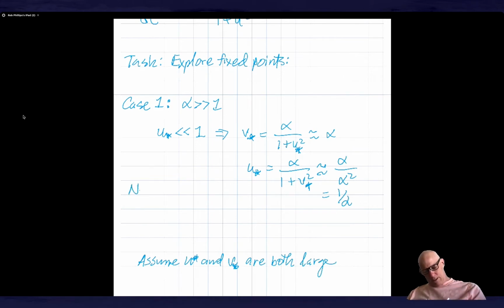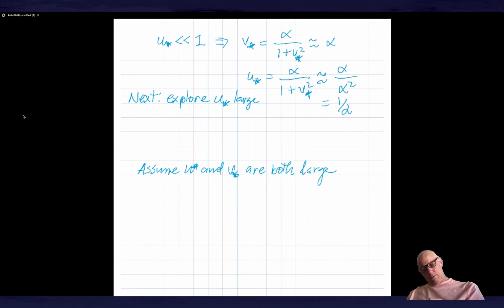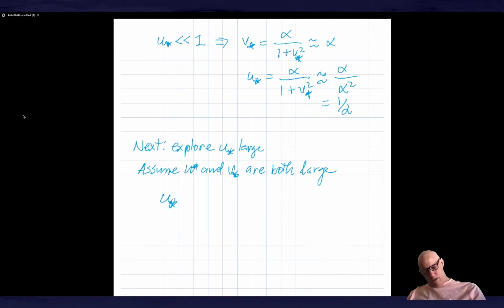Next, let's explore U star large. So I'm assuming that both of them are large. So here I have that U star is equal to alpha over 1 plus V star squared, and that implies that U star is approximately equal to alpha over V star squared, and there's a similar equation: V star is equal to alpha over U star squared.